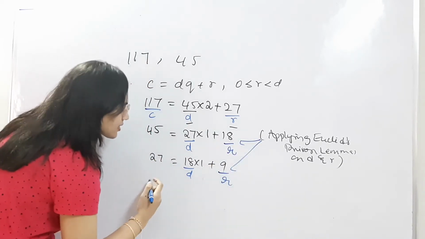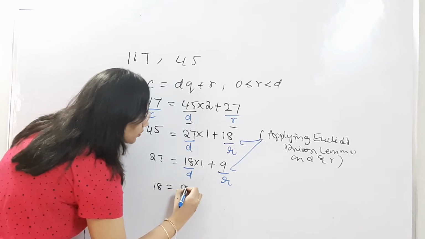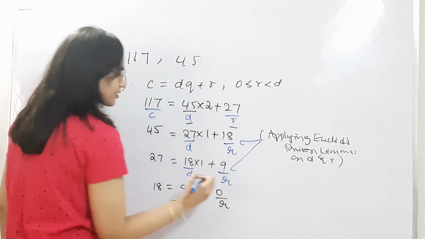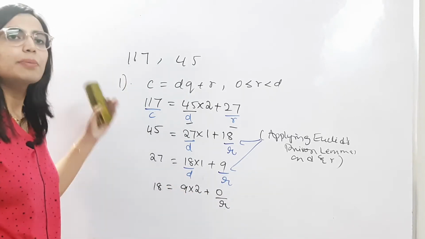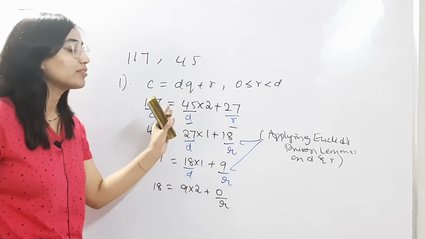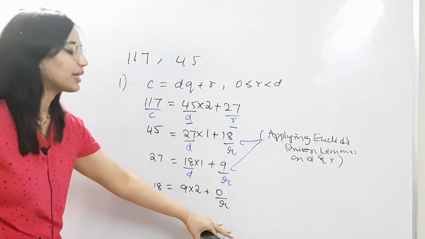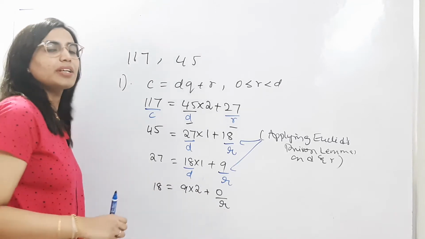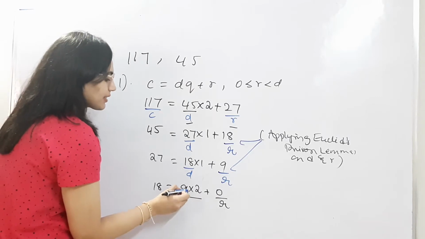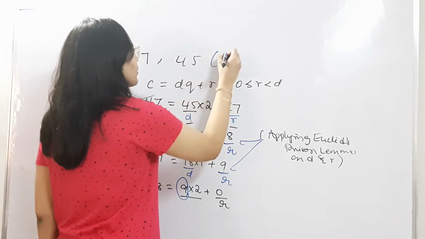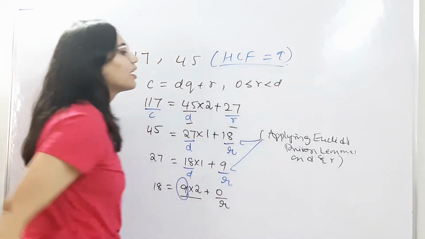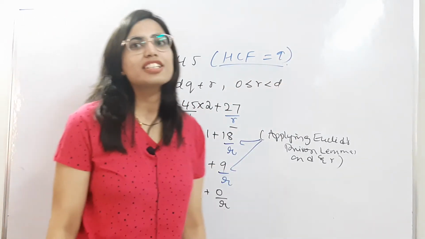So lastly we get 18 is equal to what? 9 into 2 plus 0. Right? So here we get R as 0. So recursively, if you keep on applying the lemma on D and R until you get R as 0, you will be able to find the HCF. And here, since R is now 0, the HCF is 9. Therefore, the HCF of 117 and 45 is 9 by using Euclid's division algorithm.